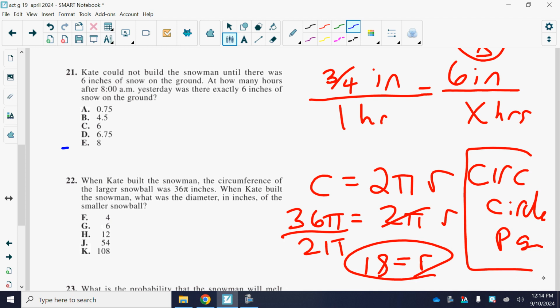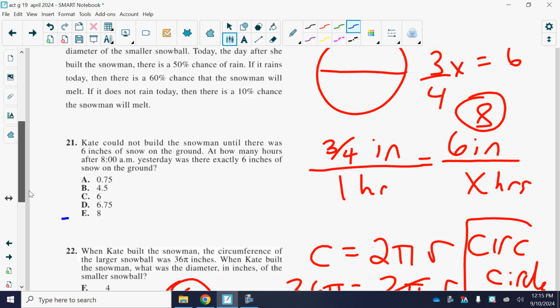Now 18 ain't the answer. 18 is the radius of the bigger snowball. So the radius of the smaller snowball is 6. And be careful, they're asking for the diameter of the snowball, so you'd have to double it to get the diameter.